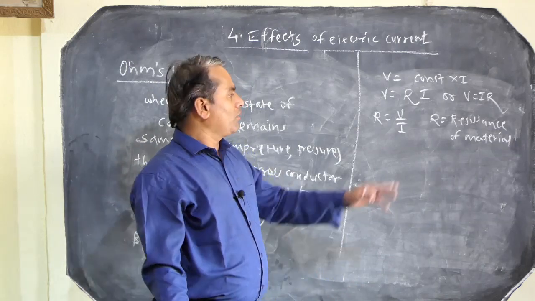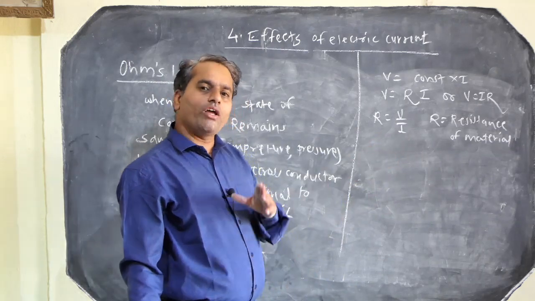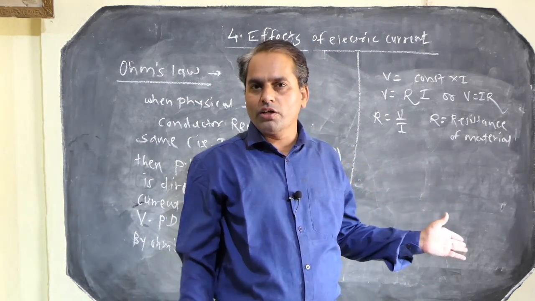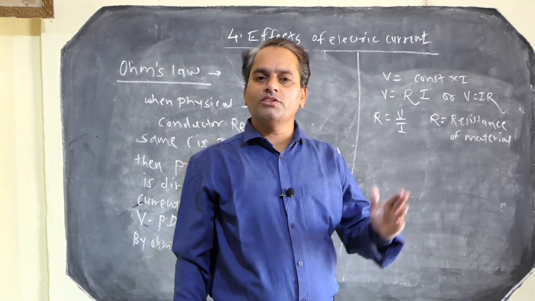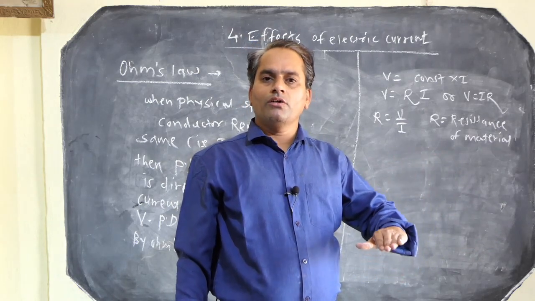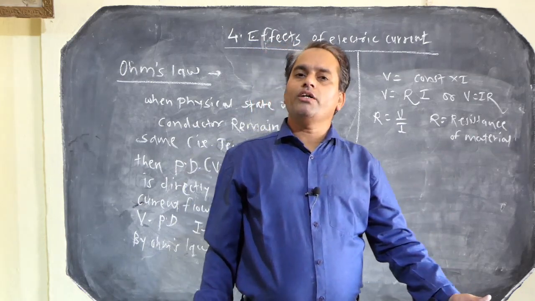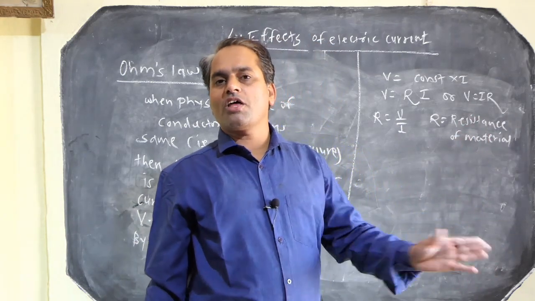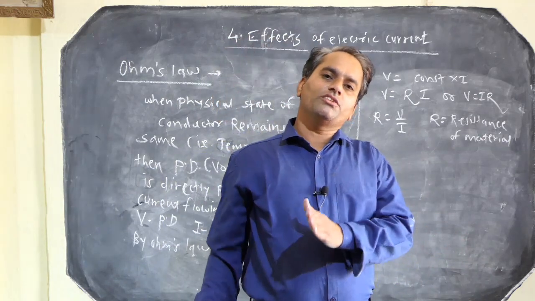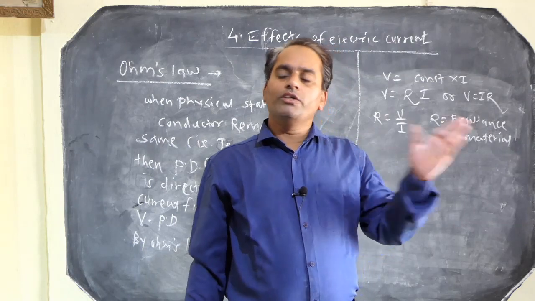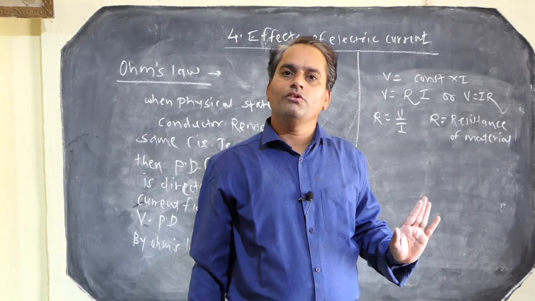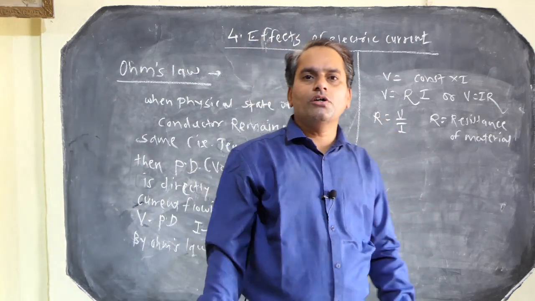So the value of resistance is different. If the value of resistance is high, the material is called an insulator. If the value of resistance is intermediate, in between insulator and conductor, it is called a semiconductor. And if the value of resistance is low, it is a good conductor. Metals are good conductors because they have low resistance. So that is the relation in Ohm's law.